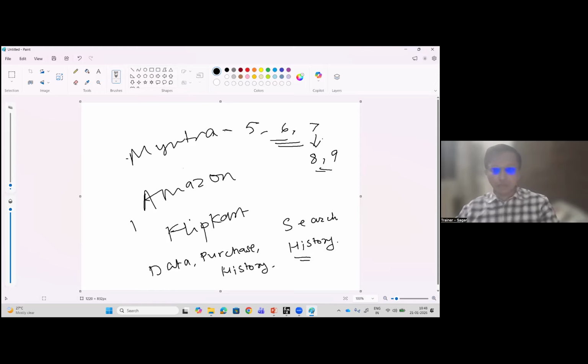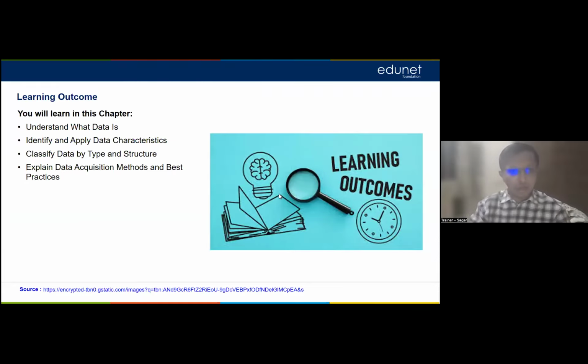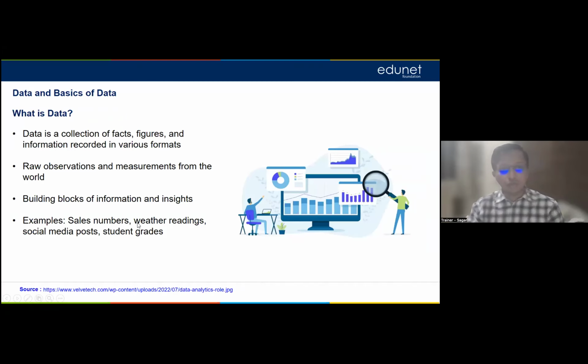The answer we are looking for, let's go through first what data is, and then we'll come to the actual answer. Data is just an overall umbrella term, as we already discussed. Data is a collection of facts, figures, and information. Whatever you shop, whatever you browse, whatever you see on your phone, computers, laptops, or tablets, everything is data. Everything is information, right?